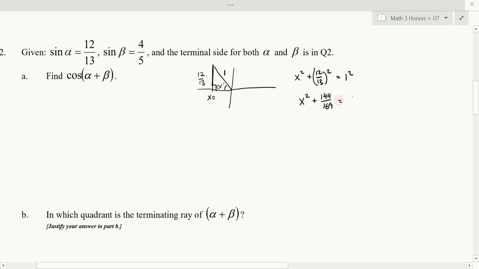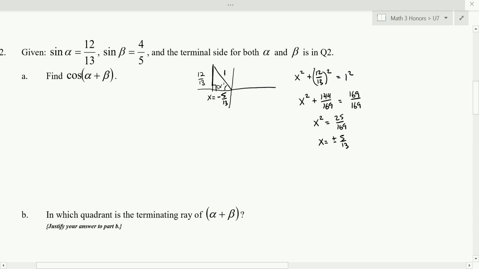And I'm going to get a common denominator. And we end up with x is positive or negative 5 over 13. We've got to decide which one. So should x be positive or negative? Negative, because we're in quadrant 2. So we're going to make that negative 5 over 13. And so now when we're asked questions about the sine or cosine of alpha, we can answer that. The sine of alpha is 12 over 13. The cosine of alpha is negative 5 over 13.